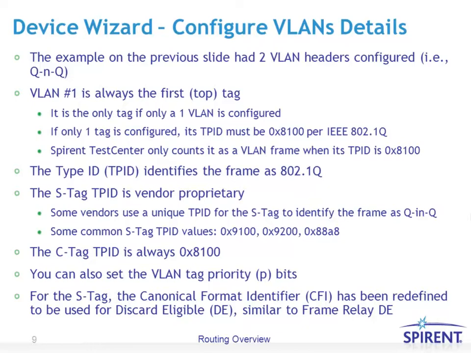The S tag type ID is vendor proprietary. There's a unique value depending on the implementation. It could be hex 9100, 9200, 8888, etc. Whereas the C tag type ID field is always 8100 as I previously described. You can also set the VLAN tag priority, or what's referred to as P bits. And for the S tag, the CFI, Canonical Format Identifier bit, has been redefined to be used as a discard eligible bit, similar to the frame relay implementation of DE.